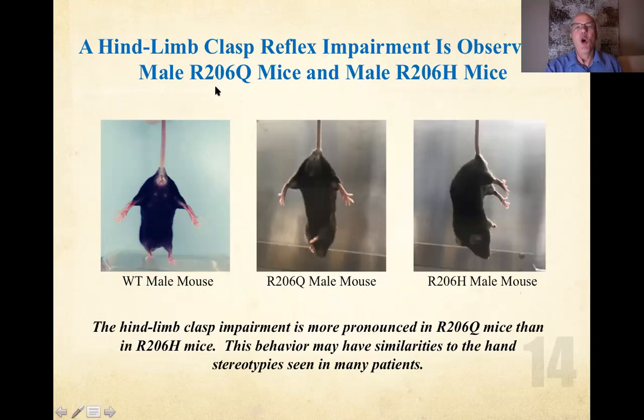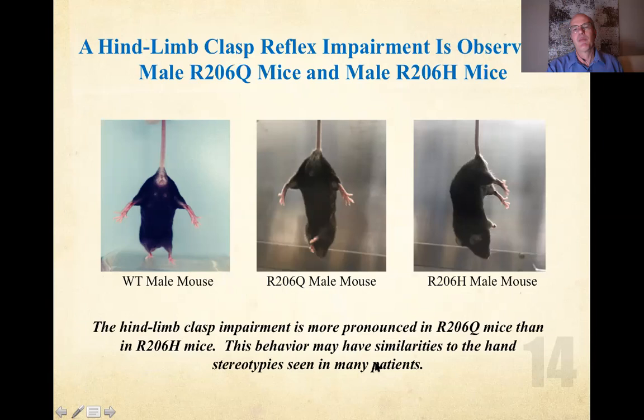It is seen in both the R206Q mice as well as the R206H mice. When you elevate a wild type mouse or a normal mouse by its tail, it anticipates that you're going to drop it, so it spreads its hind legs and its forelimbs to catch itself when you do drop it. That's the normal reflex, but that's impaired in both the R206Q and the R206H mice. They clasp their forelimbs, and it's more pronounced in the Q, as I mentioned, than in the H, but both do it to some extent, and their hind limbs don't get fully extended.